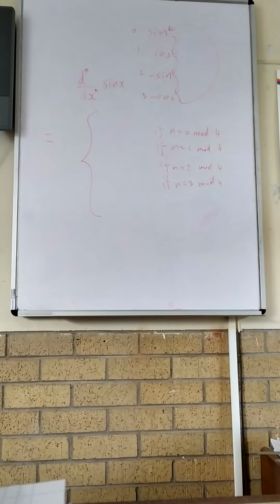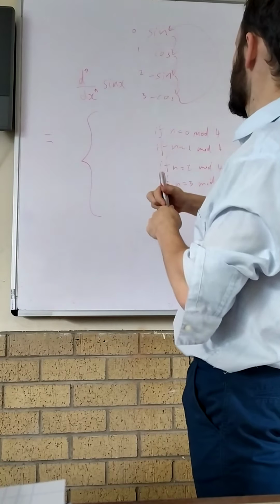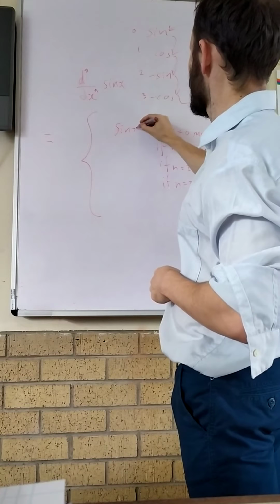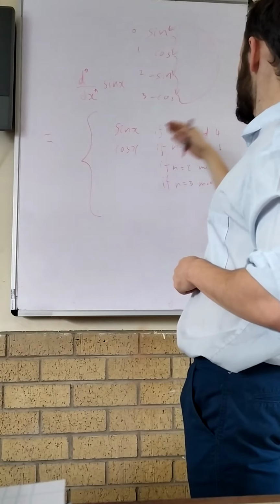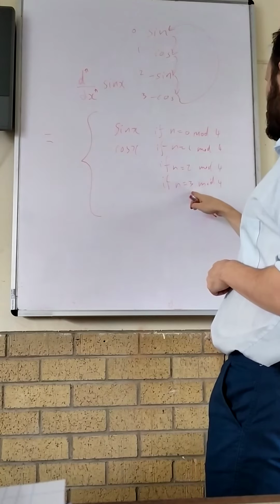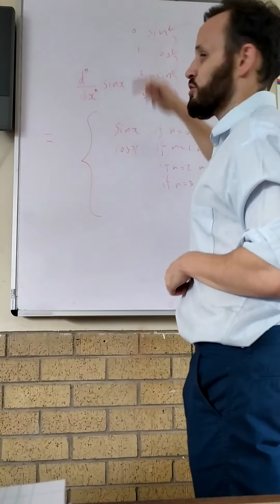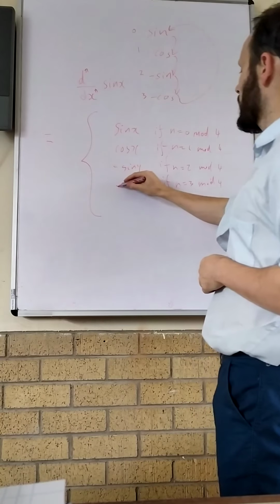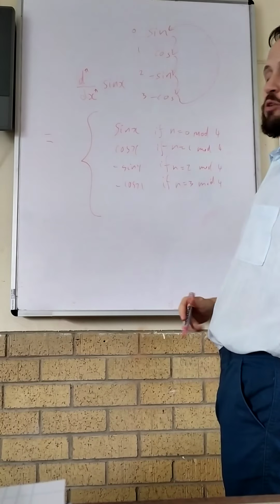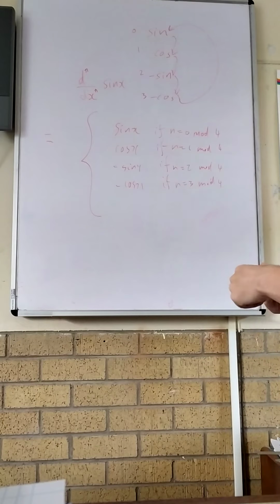And now you just write out all the options. For 0 mod 4 it's sine of x, here it's cos of x. Do you see how this works? Every time I get back to 0 mod 4, I go back to sine, and then minus sine and minus cos. And yes, hello video people, I hope you can see this.